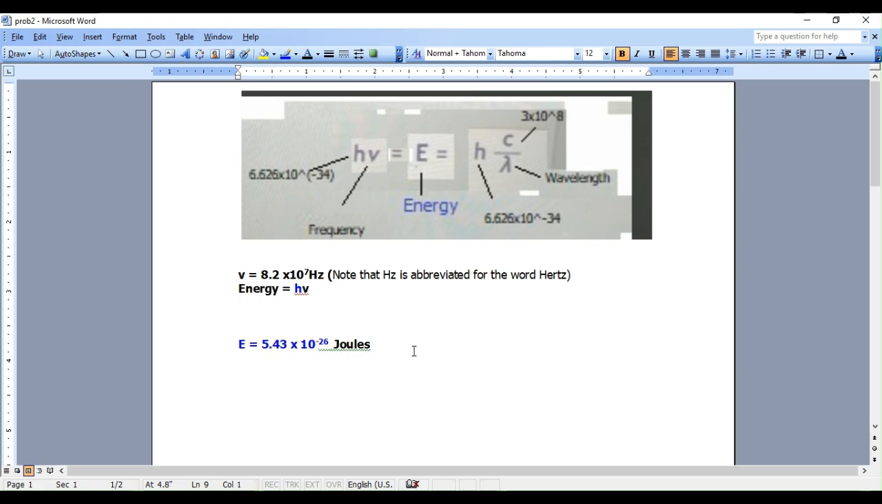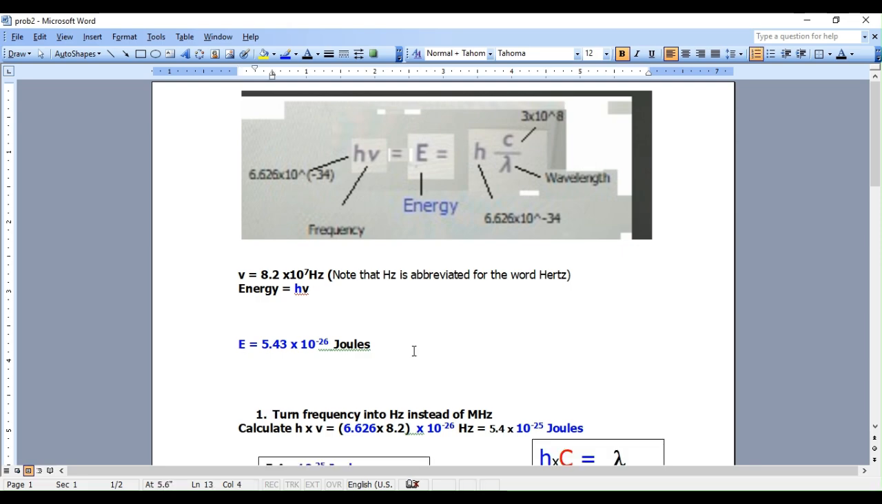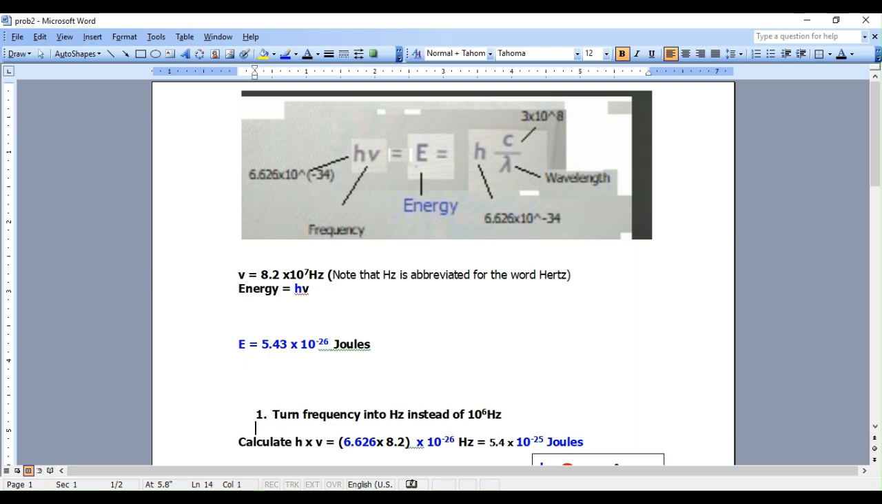Just to review, how did we do that? We turned the frequency into hertz from megahertz. When you see the big M, just cross it out and write 10 to the 6th. Then we multiplied the frequency times Planck's constant, and we got this number. That's it. So now we have the energy.